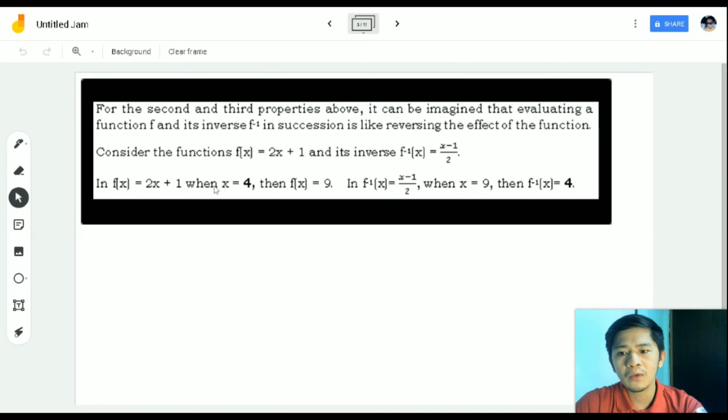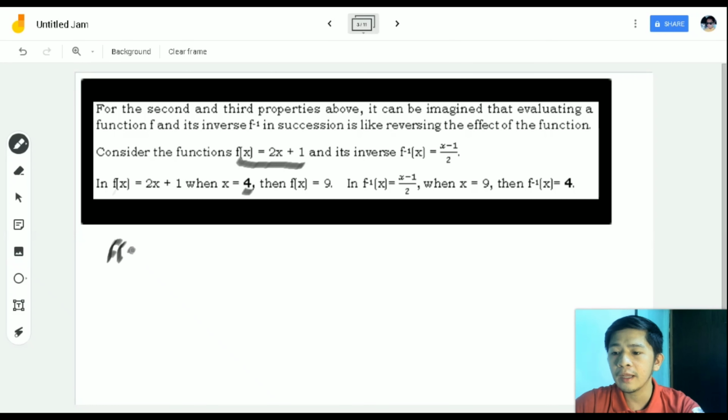In f of x equals 2x plus 1, when x is 4, then f of x equals 9. In f inverse of x equals x minus 1 all over 2, when x is 9, then f inverse of x equals 4. So given that f of x equals 2x plus 1, let us use 4 as the value of x. So it will become f of 4 equals 2 times 4 plus 1. So 2 times 4 is how many? That is 8 plus 1, that is 9.